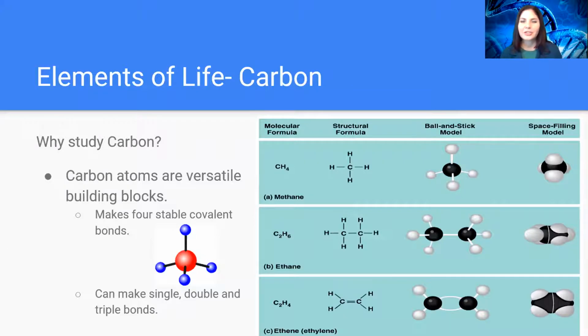So carbon atoms are extremely versatile building blocks. They make 4 stable covalent bonds. And remember, caring is sharing, and sharing is covalent. So that means that they're sharing electrons. And they can make single, double, or even triple bonds.